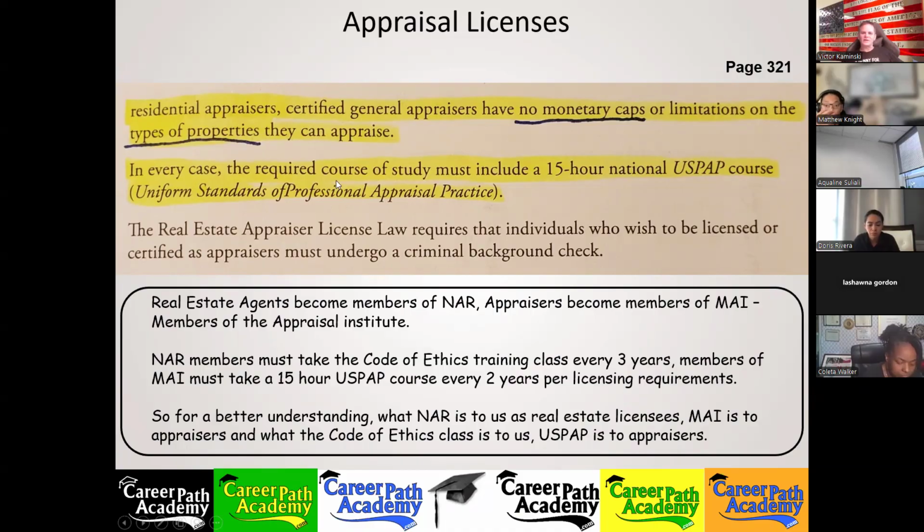But in every case, all appraiser licensees have to take that national 15-hour USPAP course, Uniform Standards of Professional Appraisal Practice, at least every 2 years. So is that certified general appraiser like their broker? Yeah, because it's like the highest type of license you could get.